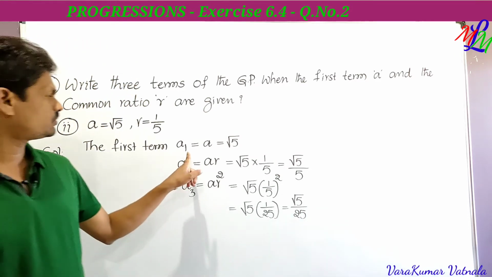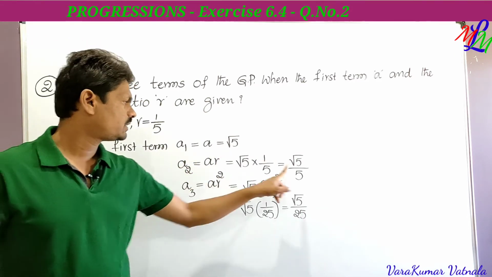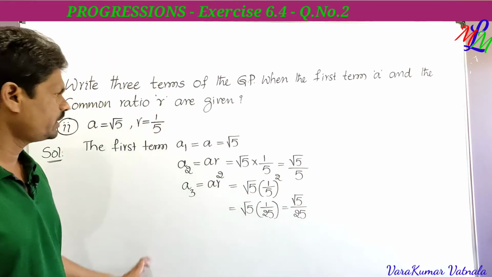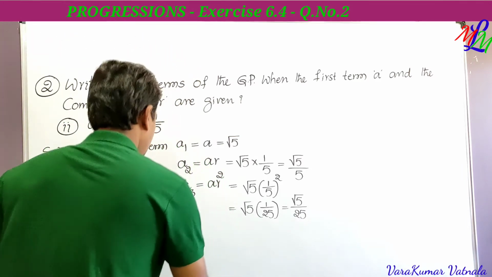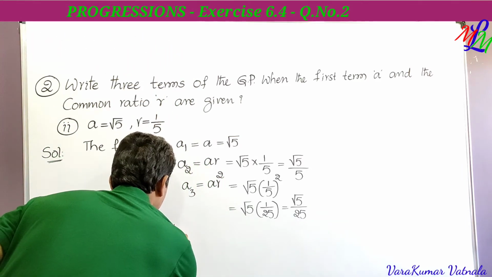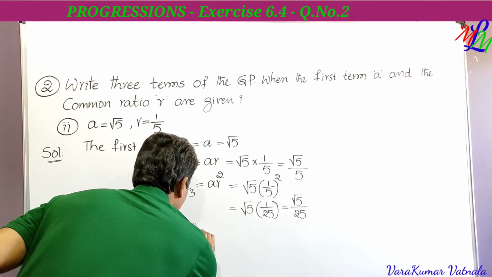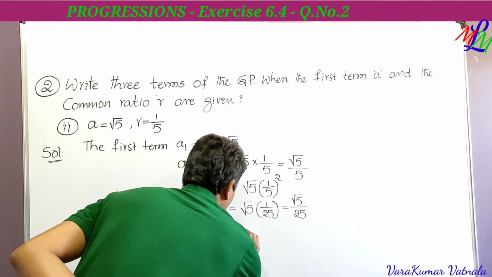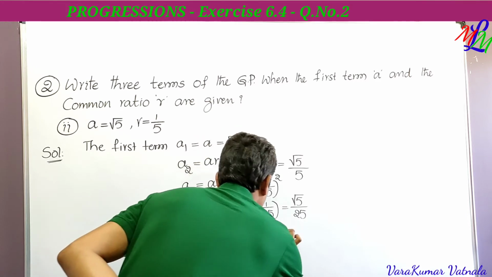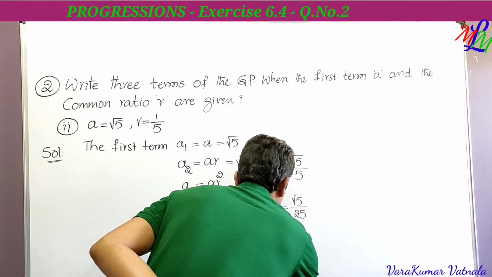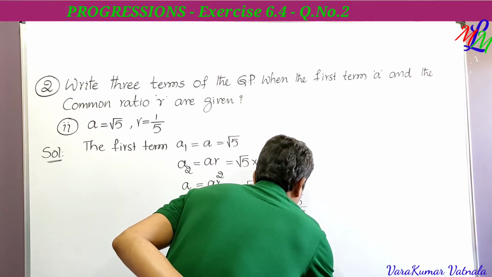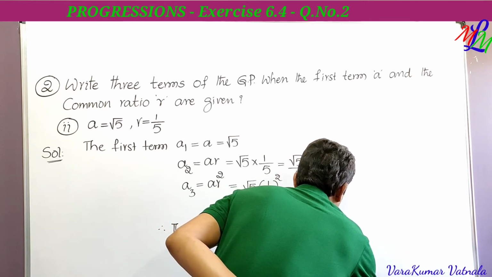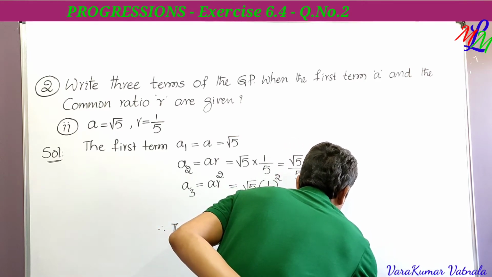So these are the three terms. The first term is root 5, the second term is root 5 divided by 5, the third term is root 5 divided by 25. Therefore the three terms are: first one is root 5, second one is root 5 divided by 5 and the third one is root 5 divided by 25.